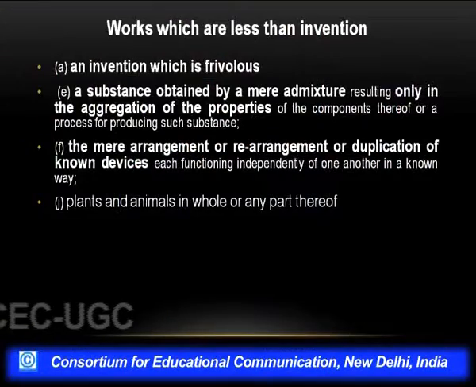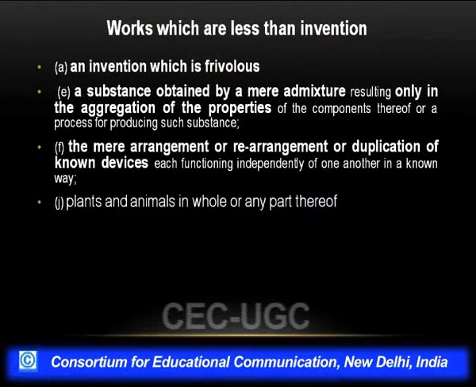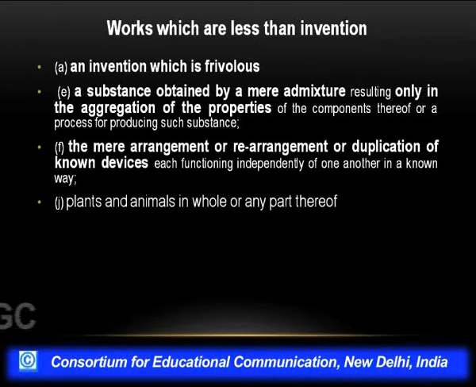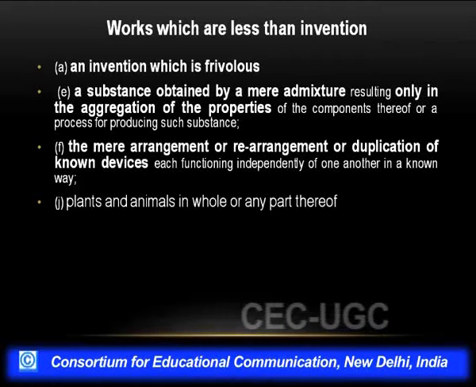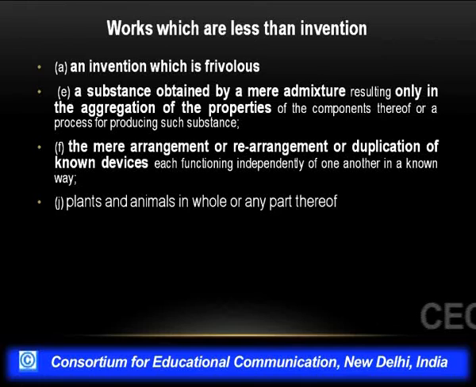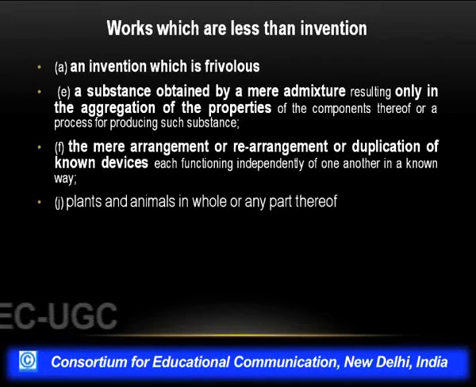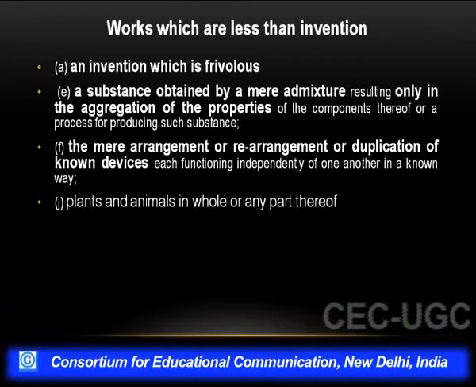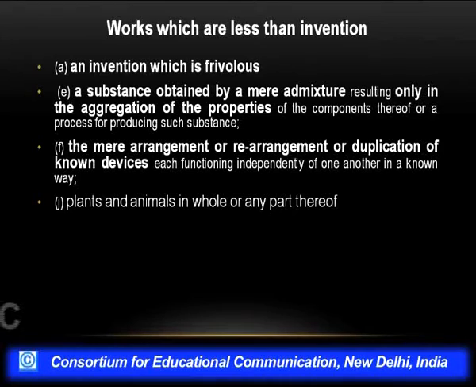Another thing that can be brought squarely under the first category, which I call works less than an invention, is plants and animals in whole or any part thereof. Friends, plants and animals are excluded from the purview of patent protection. There cannot be a patent on plants and animals in whole or on a part of the plant and animal separately. The premise of exclusion is simple: it is a work which is less than an invention and does not rise to the merit of patent protection.